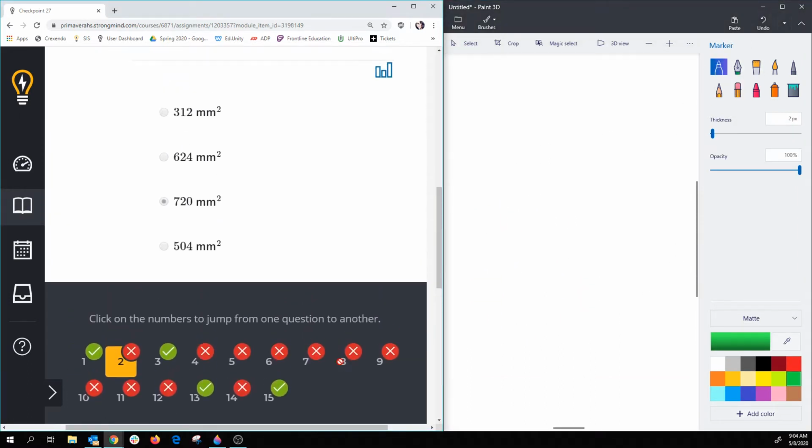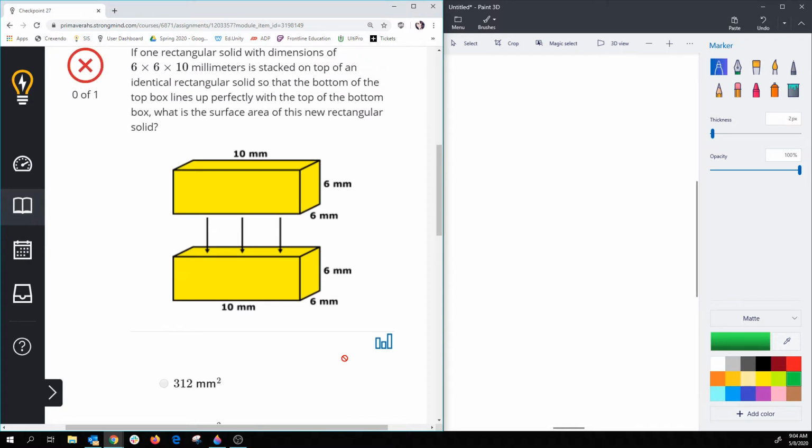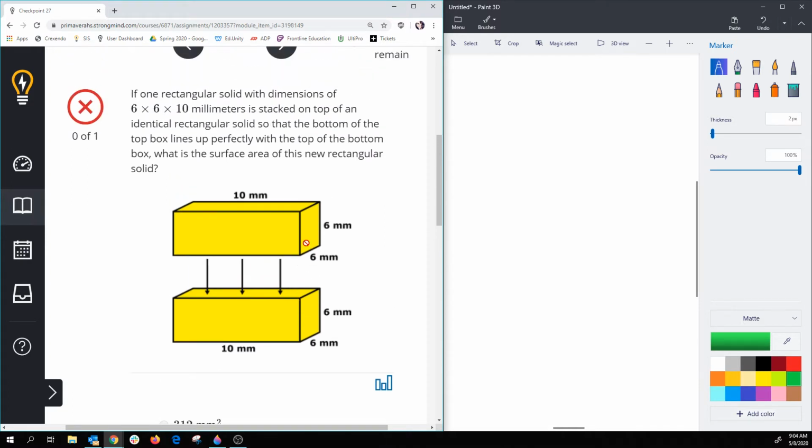Alright, number 2. For number 2, we have these two identical rectangles, and it says if one rectangular solid with dimensions of 6 by 6 by 10 millimeters is stacked on top of an identical rectangular solid so that the bottom of the top lines up perfectly with the top of the bottom box, what is the surface area of this new rectangular solid? So pretty much what this is saying is I'm taking a box and placing that box right on top, and I want to know what's my new surface area.